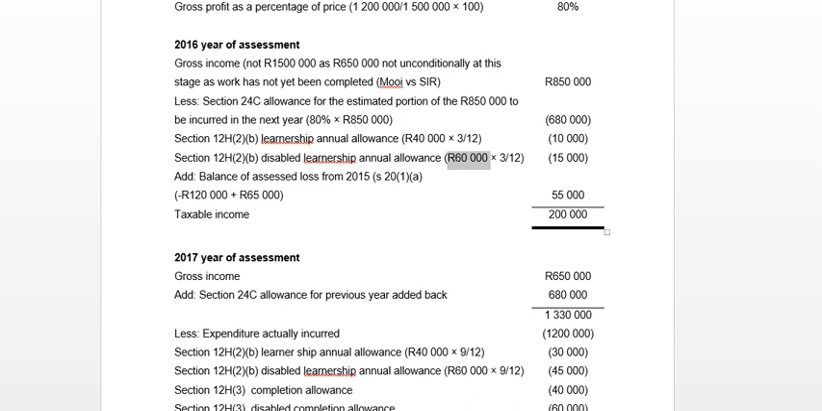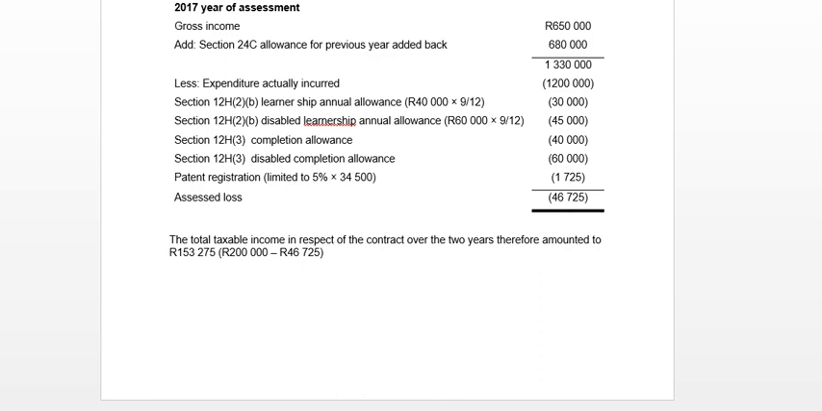Okay, and then for our 2016 year of assessment, if you add all of this up, then you get a taxable income of 200,000 Rand. For the 2017 year of assessment, we need to do the learnership. So section 12H(2)(b), the learnership annual allowance is then 40,000 Rand multiplied by the remainder of the 12 months, 9 out of 12, and for disability it is 60,000 Rand.